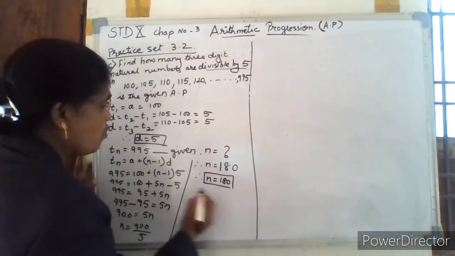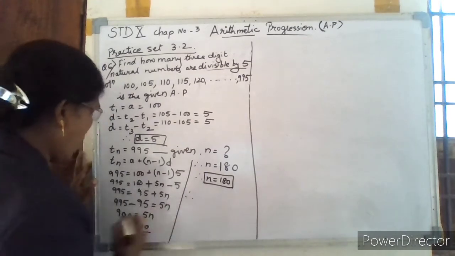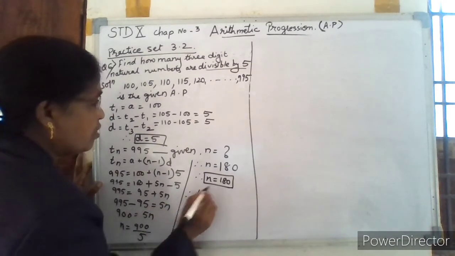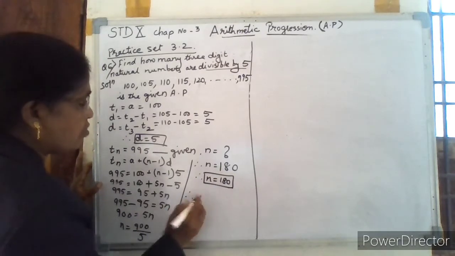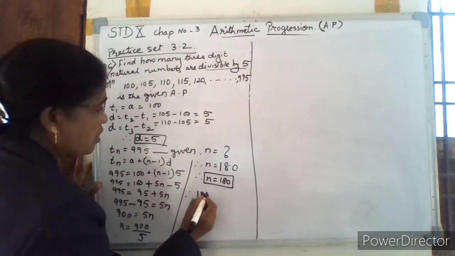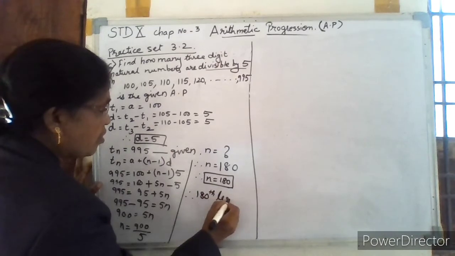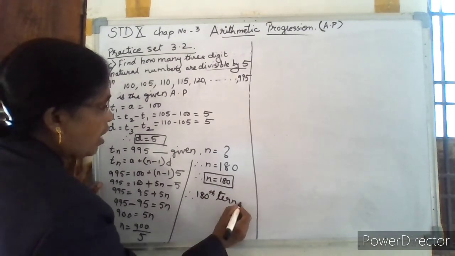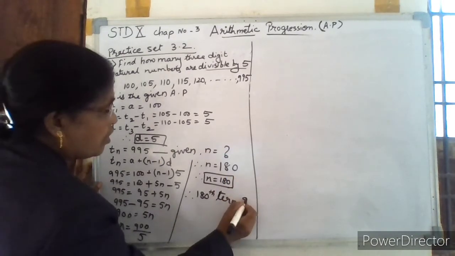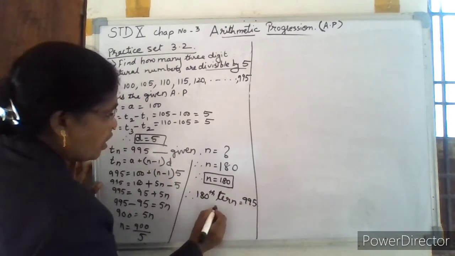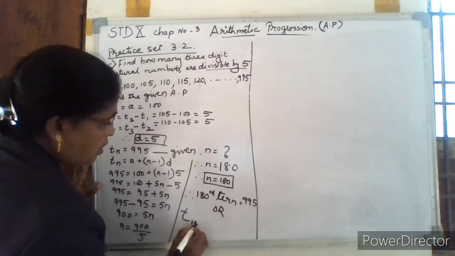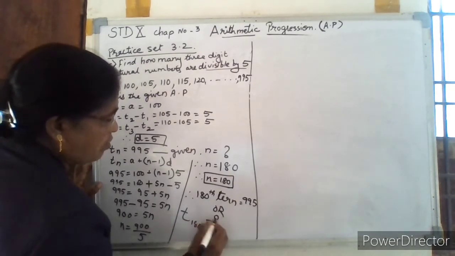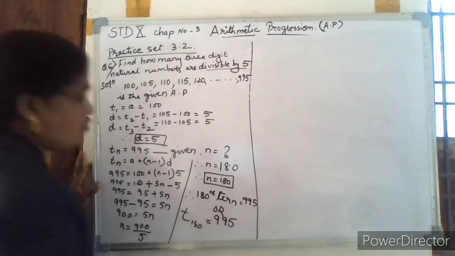Therefore, the 180th term is equal to 995.